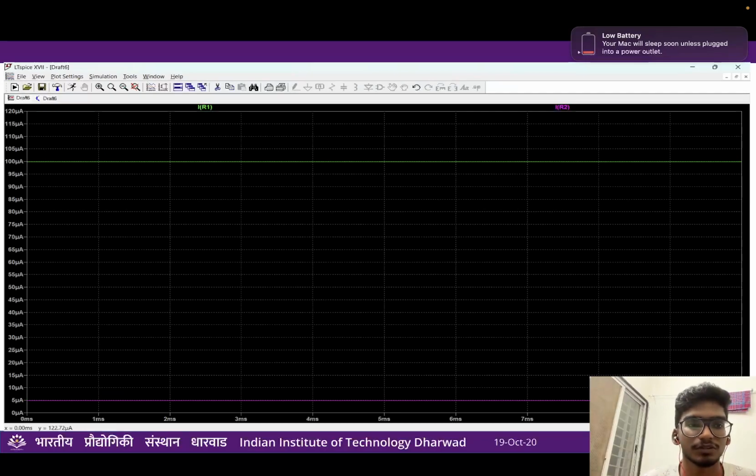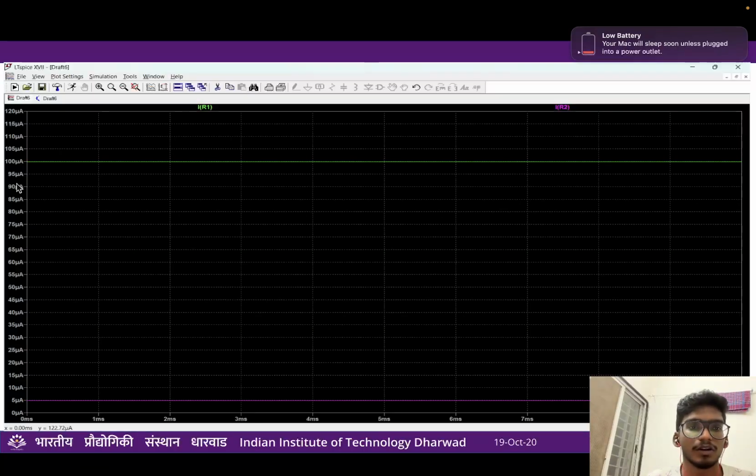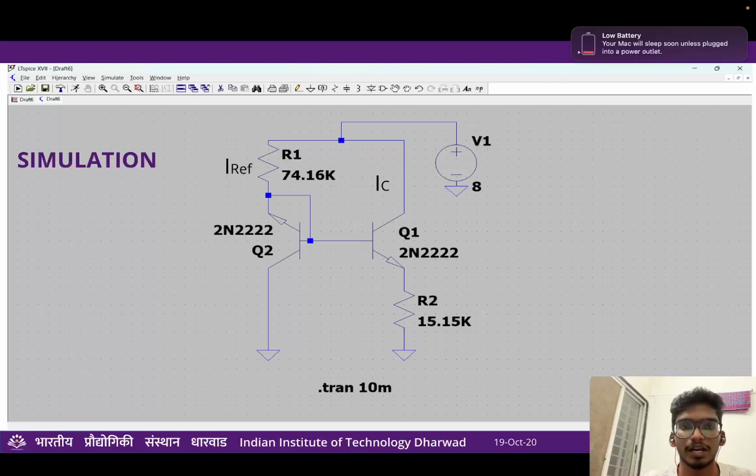This is the simulation result we can show. This is the I reference current, which came up as 100 microamperes, and the desired output value was stable at 5 microamperes. In the simulation steps, as the circuit was designed, we got a reference R1 value of 7.73 kilo ohms when we calculated through the above equation that I described before, and RE, that is R2, I got around 15.1 kilo ohms resistance.